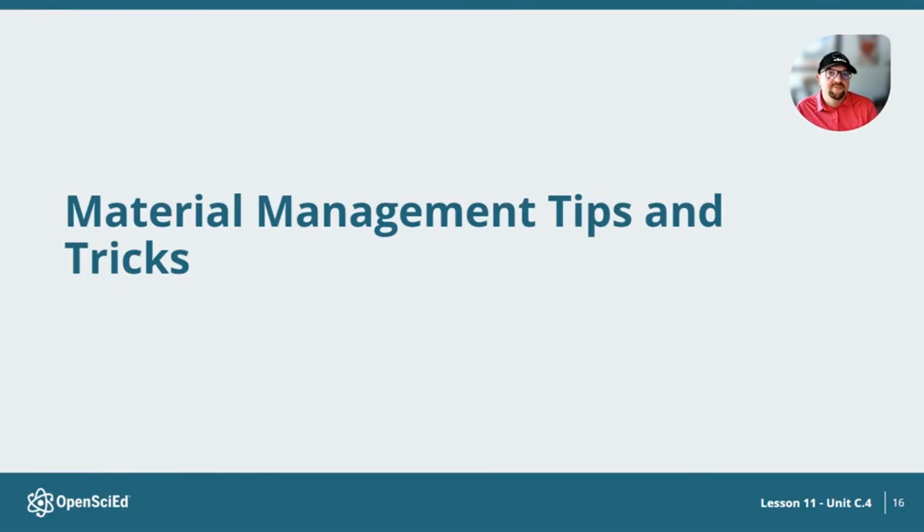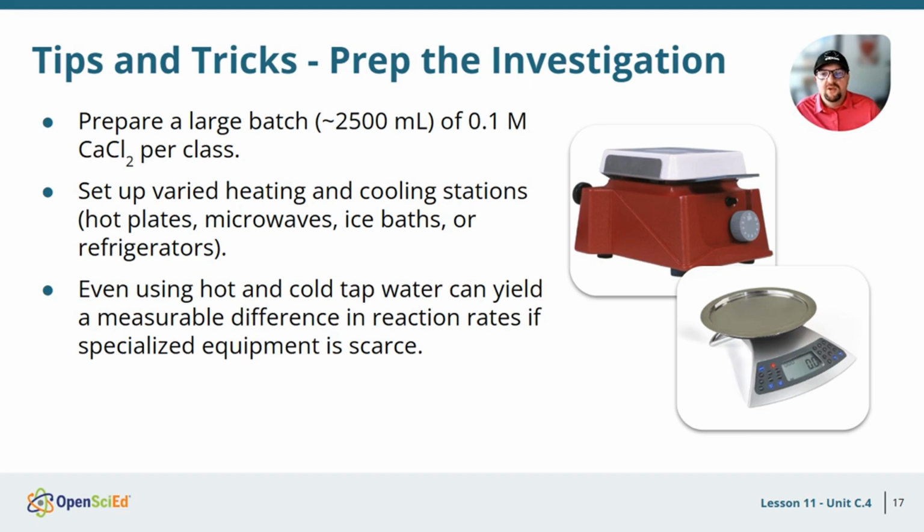Let's take a look at some classroom-tested material management and instructional strategies that have worked in my room. When it comes time to lab prep, I found it essential to prepare a large batch, roughly 2,500 milliliters per class, of the 0.1 molar calcium chloride ahead of time using anhydrous calcium chloride. Precision and molarity really matter here for the stoichiometry to work out correctly during student planning. For heating and cooling, distributing hot plates, ice baths, or even just hot and cold tap water stations around the room keeps traffic flowing safely. If equipment is limited, you can simply use the temperature difference between hot tap water and cold tap water.